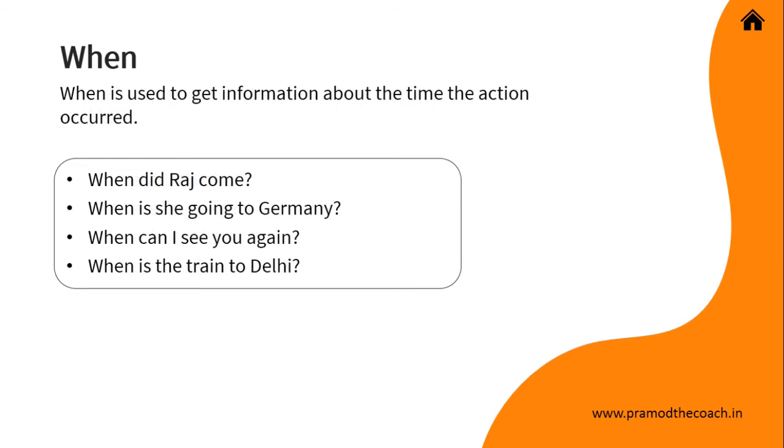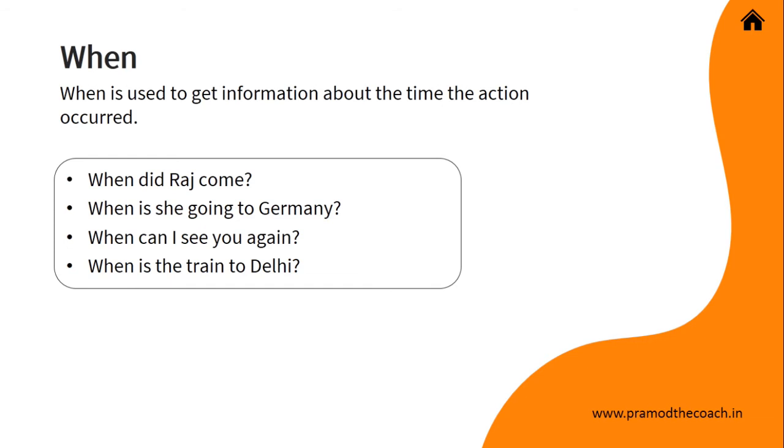Third is when. When is used to get information about the time the action occurred. So generally, when you want to ask about the event which has happened or the action which has happened, then we use when. When did Raj come? When is she going to Germany? When can I see you again? When is the train to Delhi? When is the manager coming? When does the branch office open? When does this bus leave?